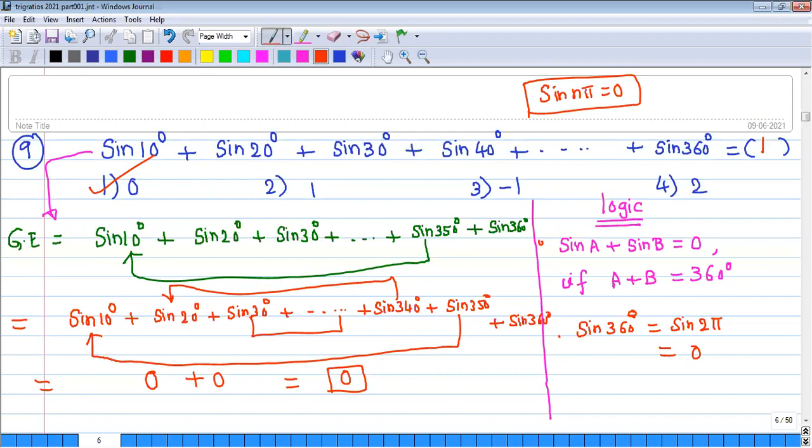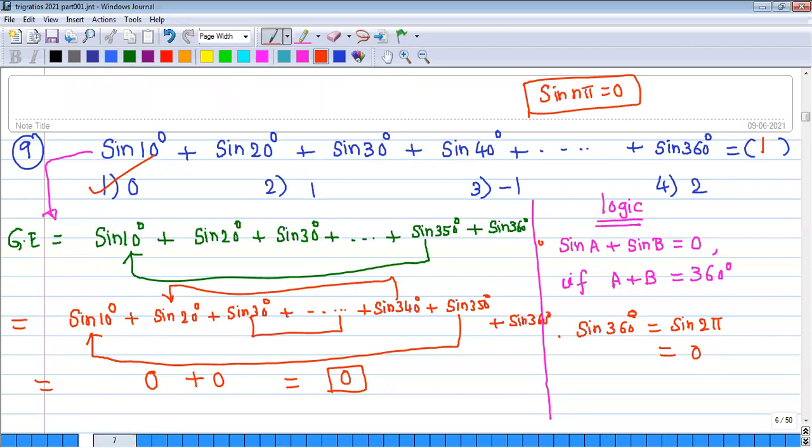You did not expand all. Simply by observation you can say sin 350 plus sin 10 is 0, sin 340 plus sin 20 is 0, before that sin 330 plus sin 30 is 0. Like that, all the two combinations you will get. Most of them are zeros itself. Only sin 360 remains, and that also by the concept of sin n pi is 0. So 0 plus 0, 0.